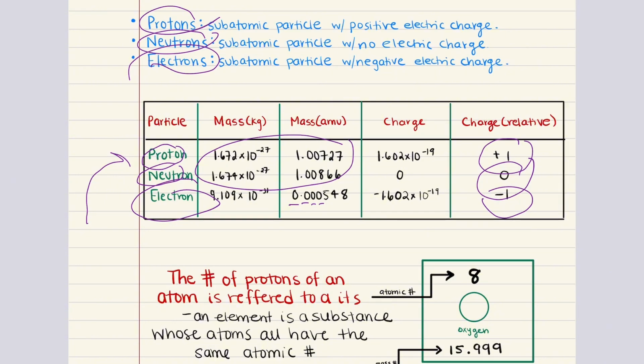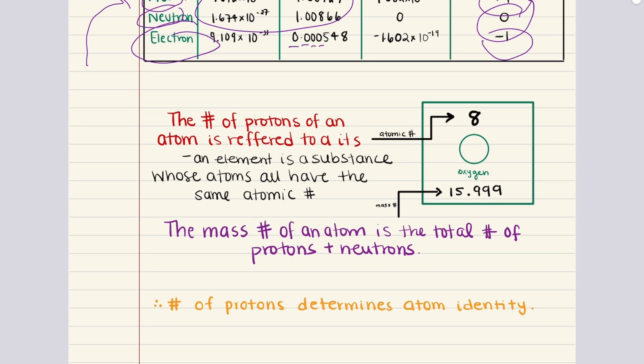uncharged. Now that we've established the properties of subatomic particles, let's go ahead and focus on the proton, because the proton plays the most significant role in determining an atom's identity. The number of protons in an atom is called the atomic number. The atomic number is unique. It defines each element. For example, oxygen has an atomic number of 8, meaning every oxygen atom contains exactly 8 protons. If an atom had 9 protons, it would no longer be oxygen. It would be fluorine. Because all atoms of an element contain the same number of protons, the atomic number serves as the fundamental identifier for every element on the periodic table.